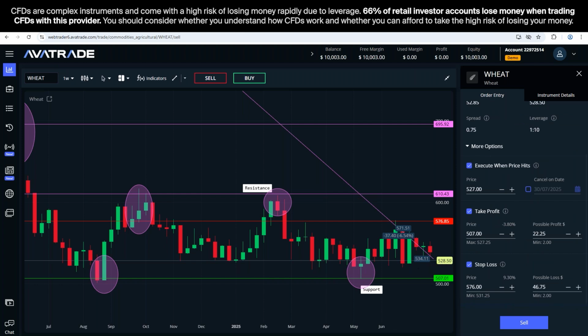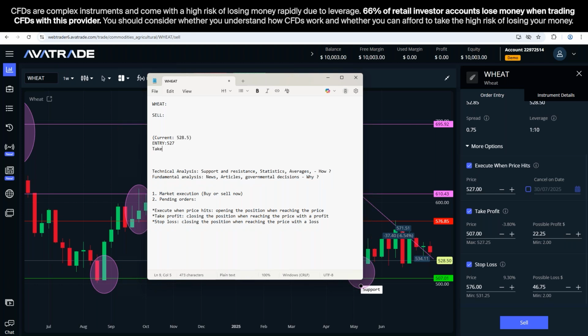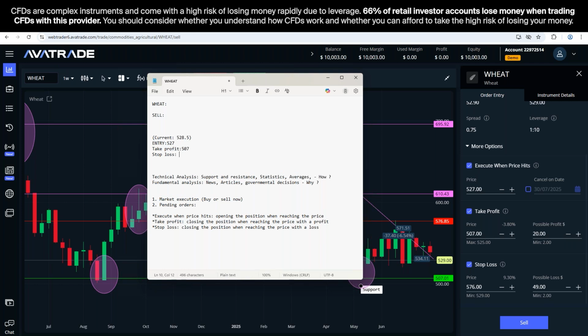Now, we see that since we're also going to write those levels here, so entry will be 527, okay. Current is 5. It will, obviously, keep changing, but still, so we will have some indication where we are. Take profit is, we said 507, and then stop loss, we said that's 576. Okay, great. So this is how far away. This is $20 away. And this is approximately $40 away, right?